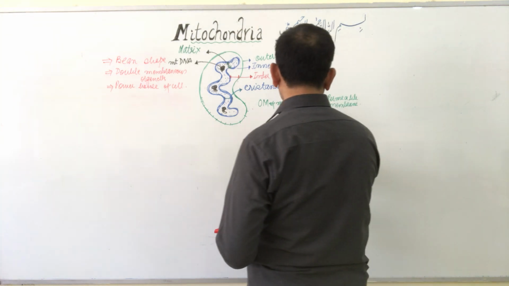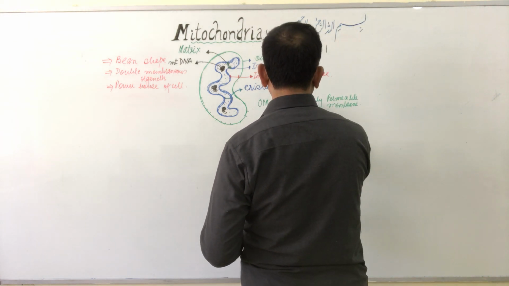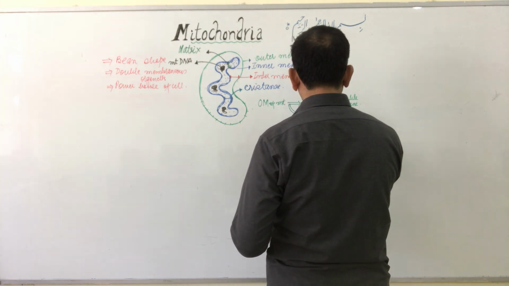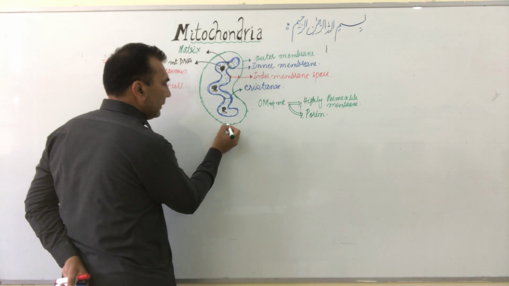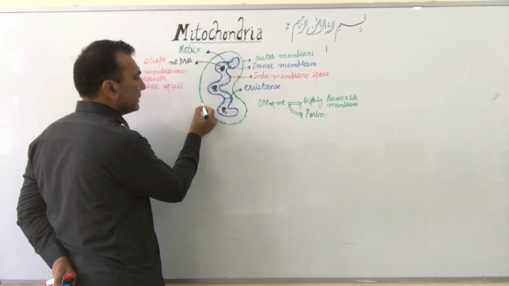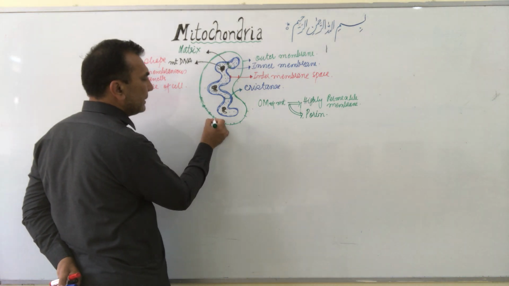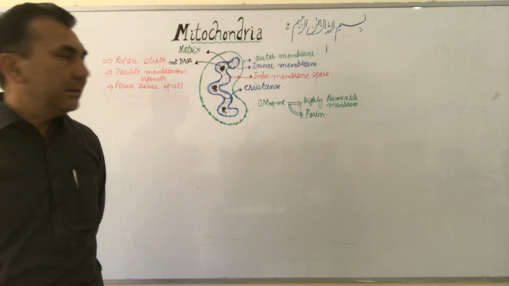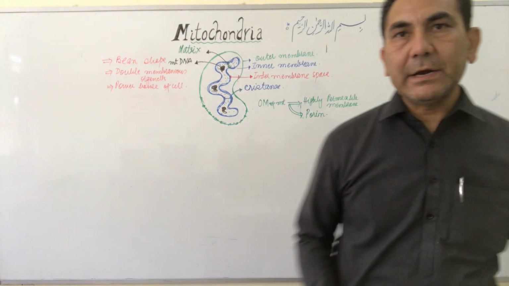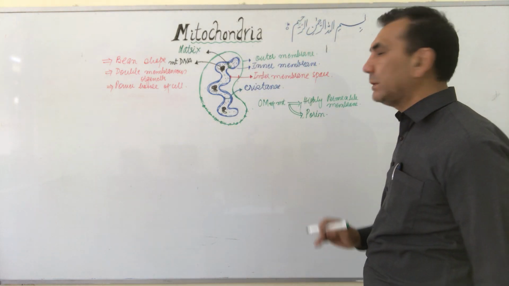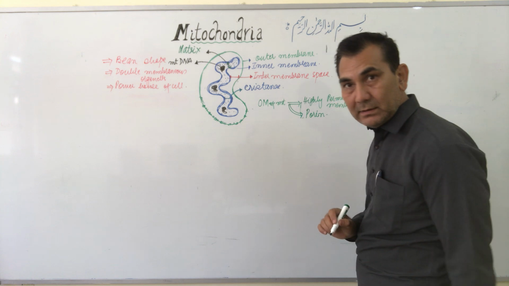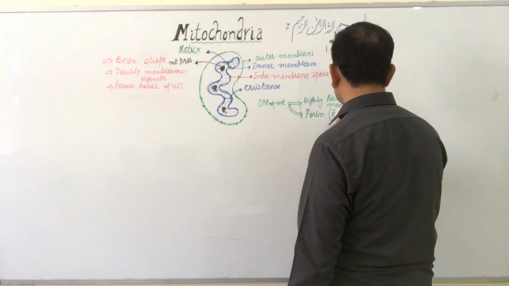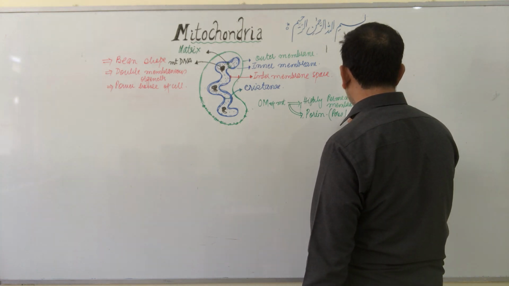The second property is that if you see here in the outer membrane, there are small pores, holes, and these holes in the outer membrane are made up of an integral protein. The name of this integral protein is porin. And you know porin is derived from a Greek word which means pores, and pores means a hole.